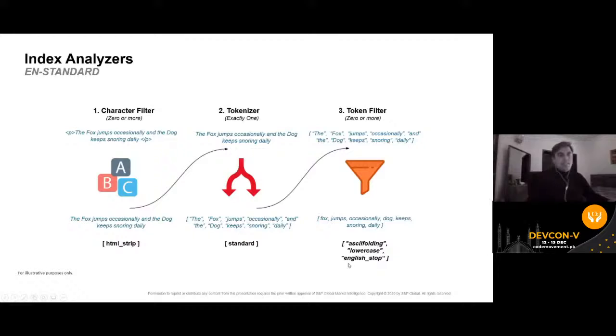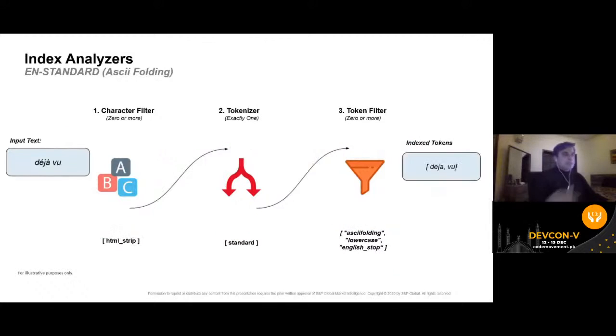All I have done in my analyzer is enter this one line saying that I need the English stop token filter as well. If you look at this token sequence, it has removed the. Fox is there, jumps is there, occasionally is there, and is not there, the again is not there, dog is there, keeps is there, snoring is there, and daily is there. All the stop words have been removed from this input text. So this is how EN standard works.